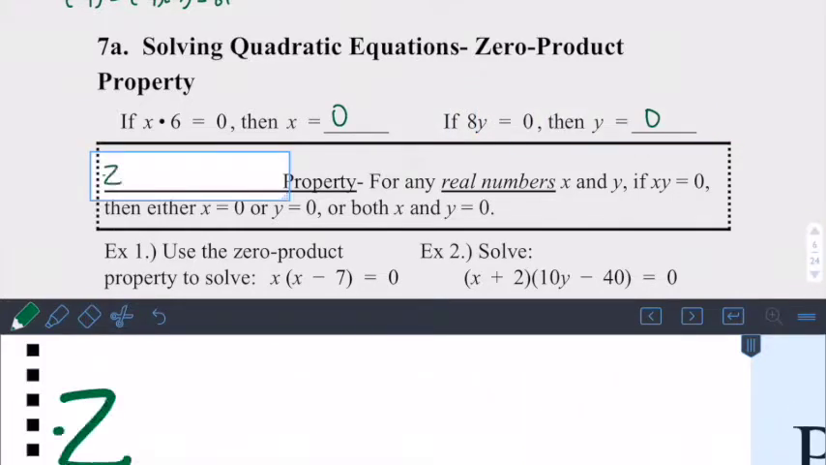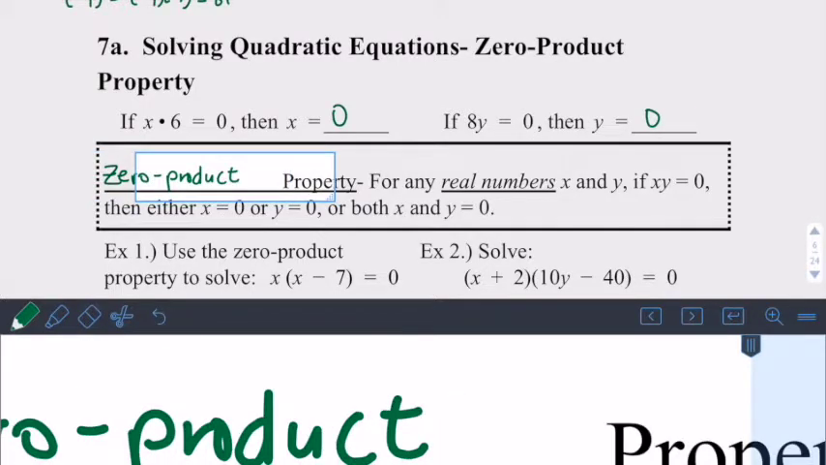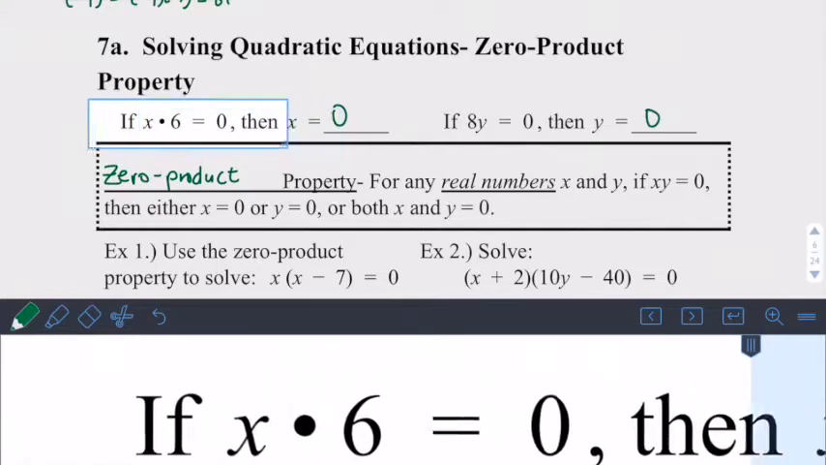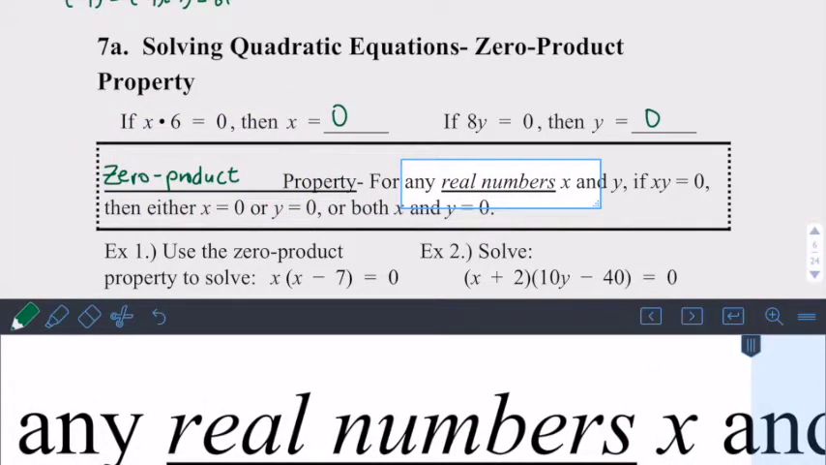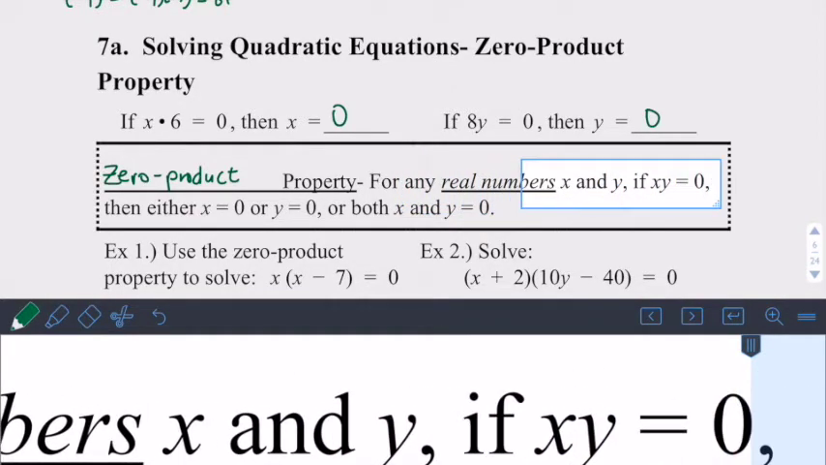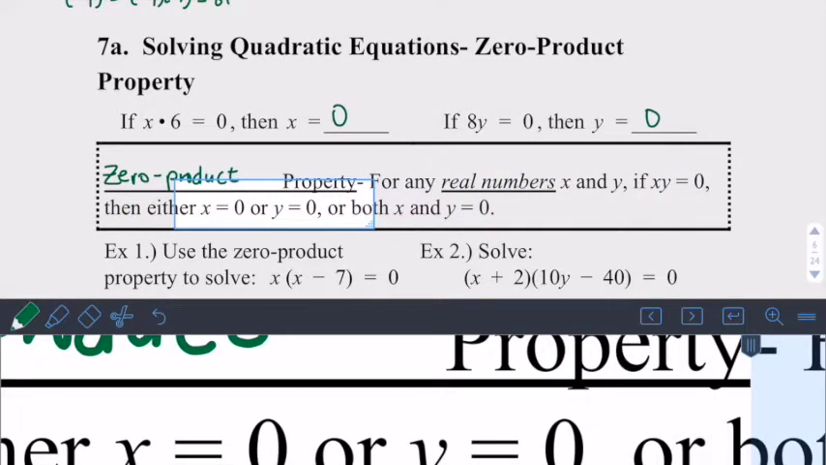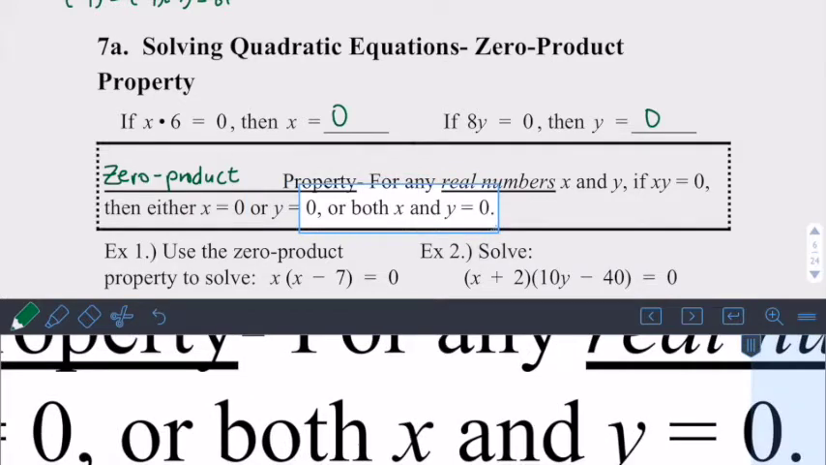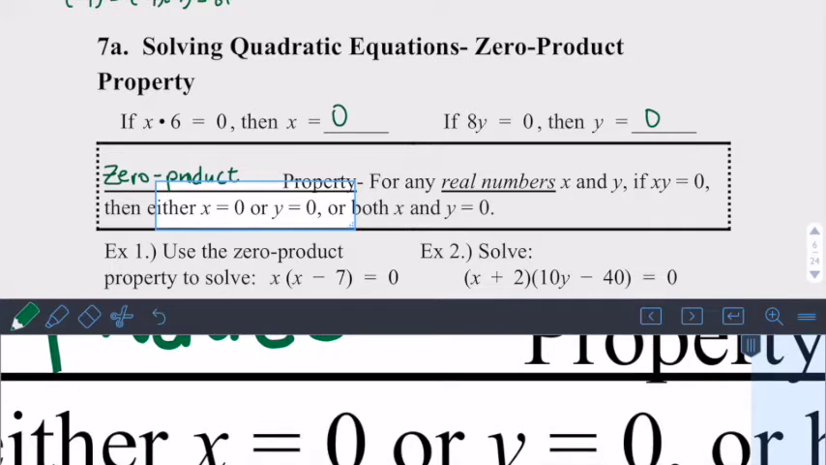So this is our zero product property. Right? Product is multiplying and then equals 0. For multiplying and it equals 0, for any real numbers, which we just kind of hinted on in our last section, x and y, if x times y equals 0, then either x equals 0 or y equals 0 or both. Okay? So this is what or means in math. If you say x equals 0 or y equals 0, that also means that both could equal 0.